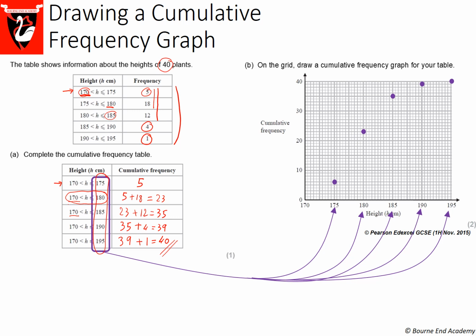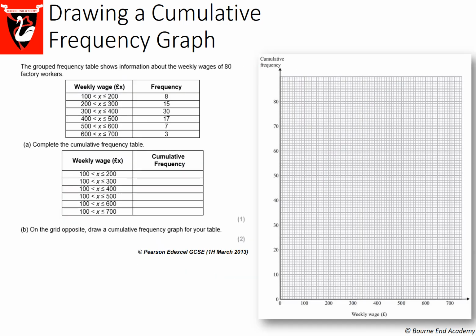The final step is you are going to connect all these points with a smooth line, a single smooth line. No feathering, just one line. You will start from the first point and you will finish at the last point, because you don't know the height of the shortest plants. You just know it's between 170 to 175. So you have to start from the first point.